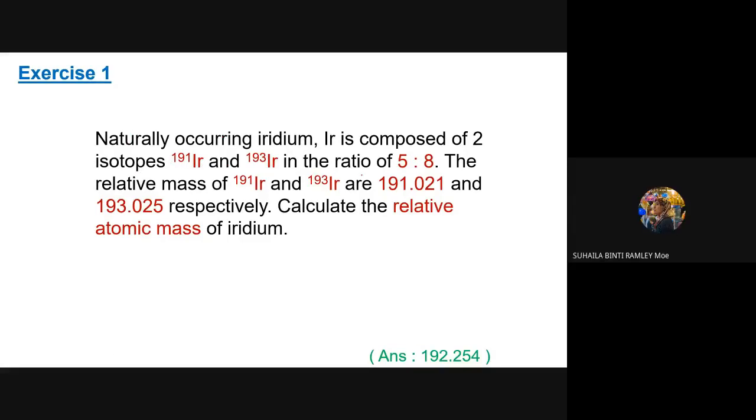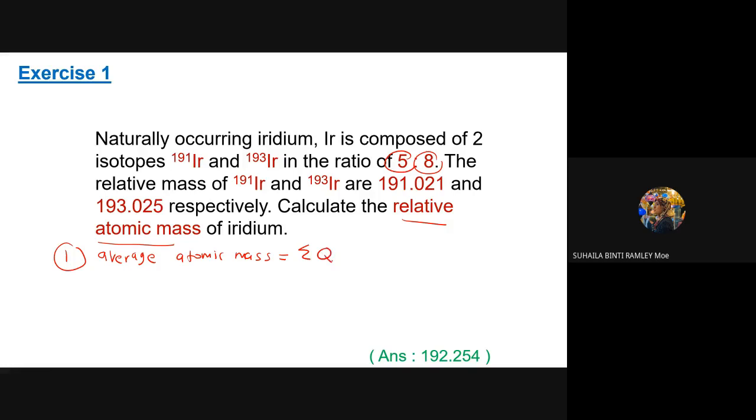Okay. So we have 5 and 8. Calculate relative atomic mass. So we know that to calculate relative atomic mass, we need to calculate in 2 steps. So first step we calculate for average atomic mass. So kita ada 2 step. So first step is calculate for relative average atomic mass. So the formula is apa formulanya?